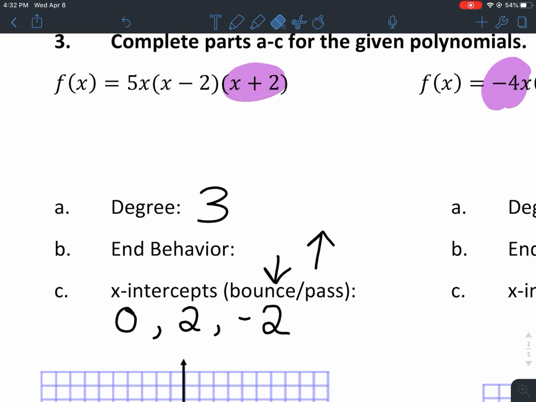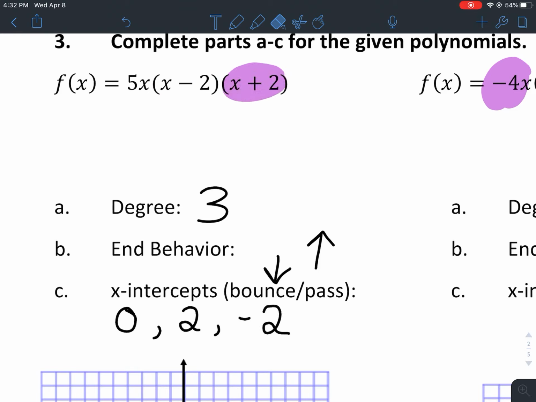Okay, so now I'm going to move on to the bounce pass portion of this. So first of all, to determine a bounce or a pass, the graph is going to pass through the x-intercept if the exponent on the factor is odd. So for example, all of the individual exponents on those factors are odd. If those exponents are odd, it's going to pass through each one of those x-intercepts.